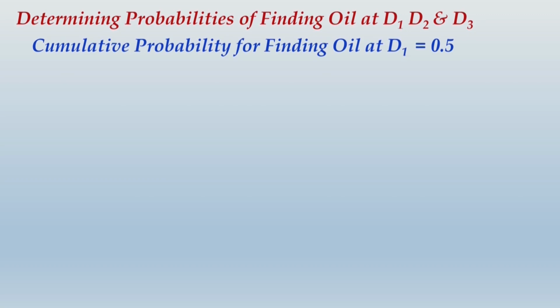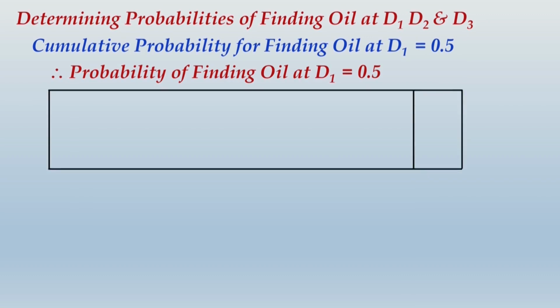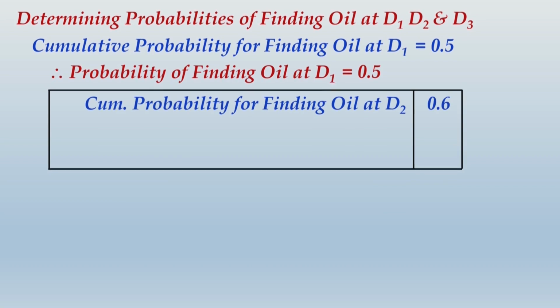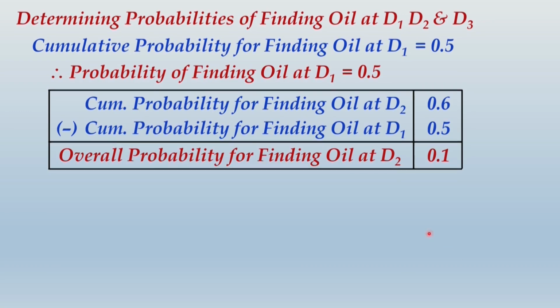Because D1 is the first point, we would say the probability of finding oil at D1 itself is 0.5. So as it is, 0.5 will be the specific probability of finding oil at D1. In other words, the probability of not finding oil at D1 will also be 0.5. Now, the next thing is very, very important. Carefully understand this. Cumulative probability for finding oil at D2 is given in the question as 0.6. But the cumulative probability of finding oil at D1 was 0.5. So the overall probability for finding oil at D2 will be 0.6 minus 0.5, that will be 0.1.